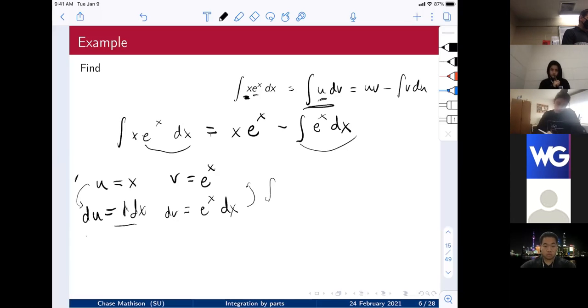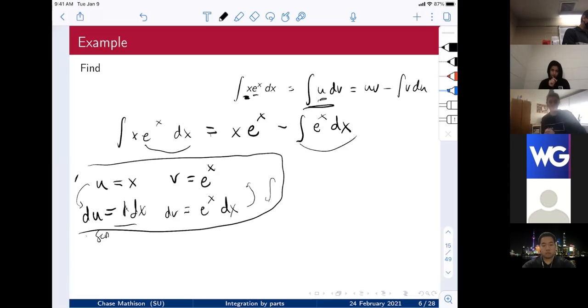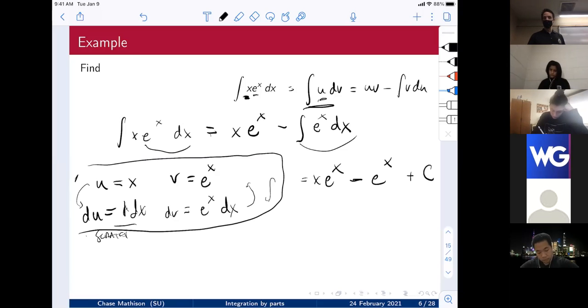So this is scratch work. This then gives us x e to the x minus, well, what's the integral of e to the x? We just did that in our work for integration by parts. It's e to the x. And then don't forget, this is an indefinite integral, so I need to add a c.